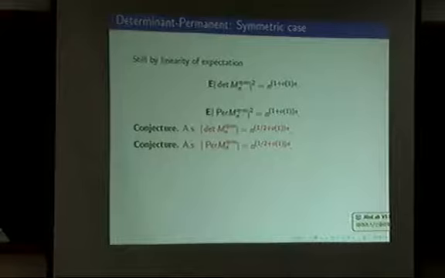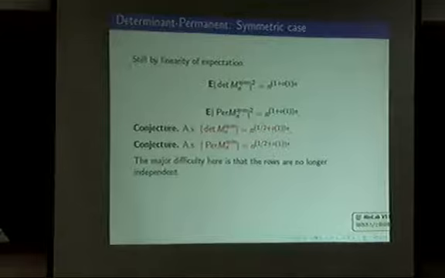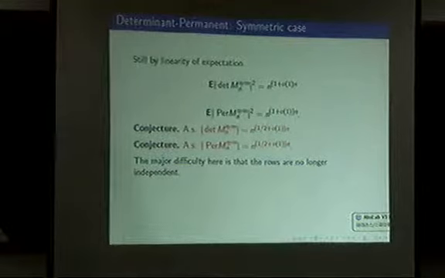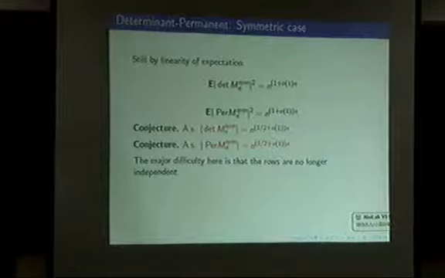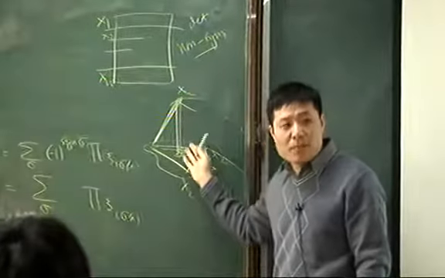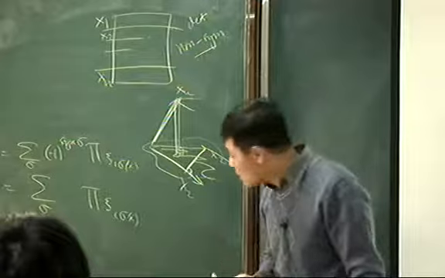And so you can conjecture, well, now if we don't care about the exponential term, the same conjecture as before, as in the non-symmetric case. The main difficulty here is that the rows are no longer independent. Recall the case when we do the determinant for the non-symmetric case, we use the base times height formula, right? What is very important is the distance from a random vector to this subspace. And we can prove that distance is highly concentrated.